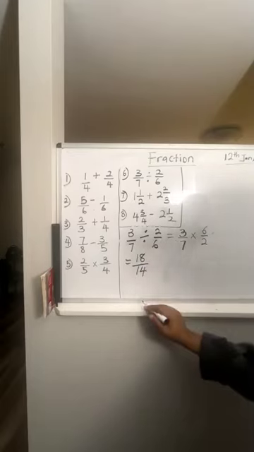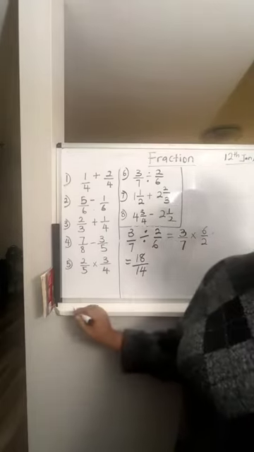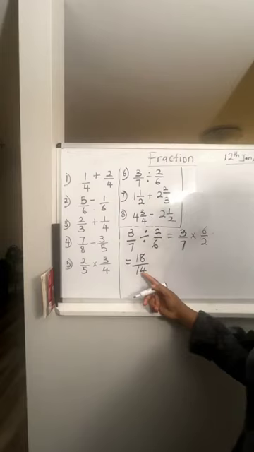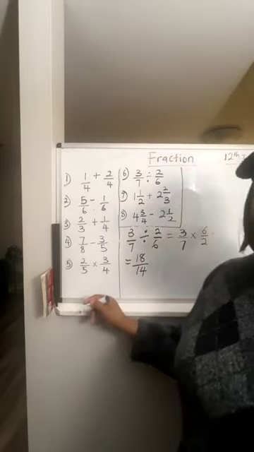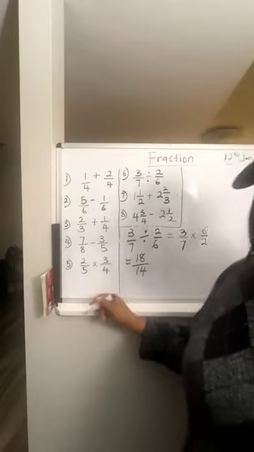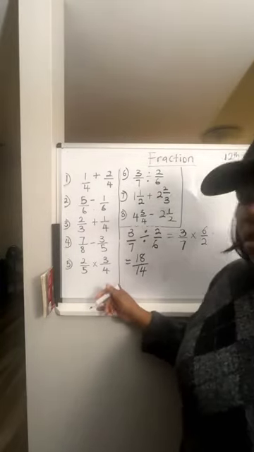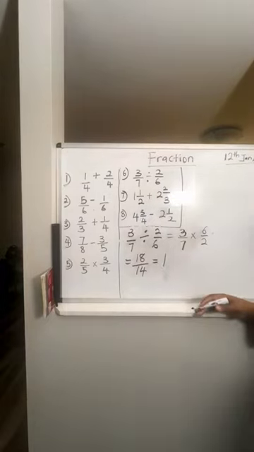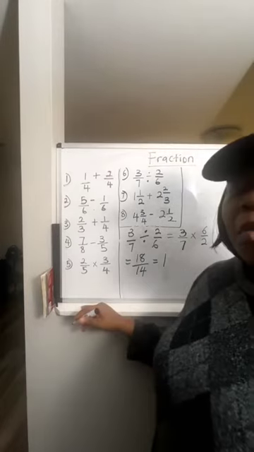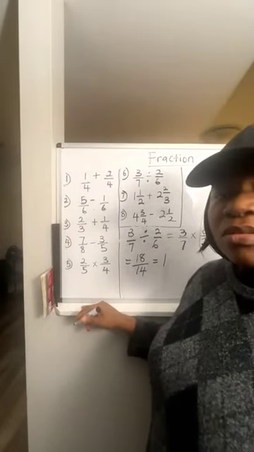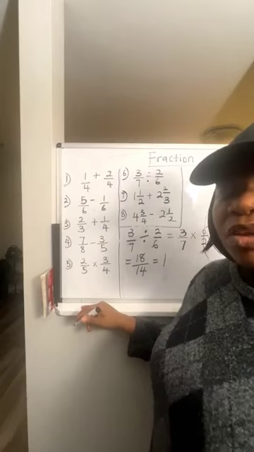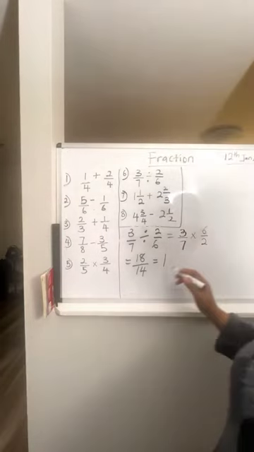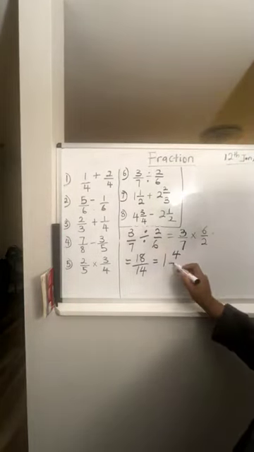We have 18 over 14, but we have to simplify it to the lowest term. How do we do it? How many times will you see 14 in 18? You can see 14 in 18 once, so you write one whole number. When you see it once, 18 minus 14 will give us what? 4. So we do 4 over 14.